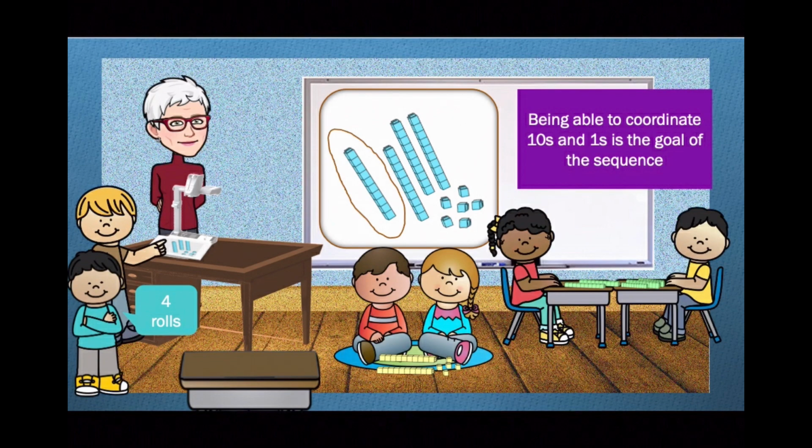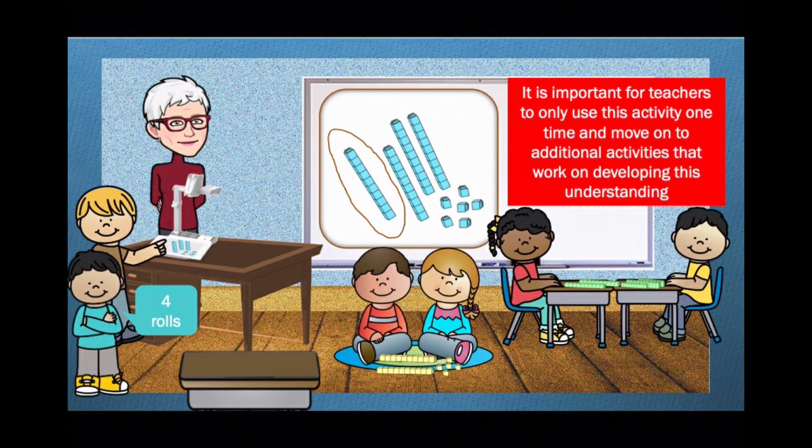In fact, being able to coordinate tens and ones is precisely the goal of this sequence. So it is important for teachers to move on to the next activities that continue to work on developing these basic understandings. The intention is that this activity is to be used only one time. The class will have many discussions that involve distinguishing between the number of rolls and the total quantity in those rolls in the activities that follow.